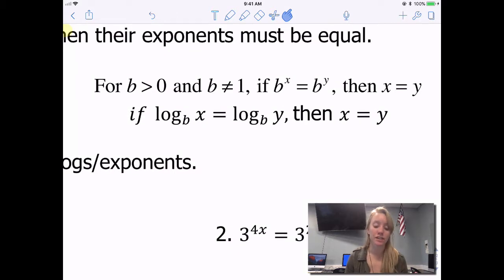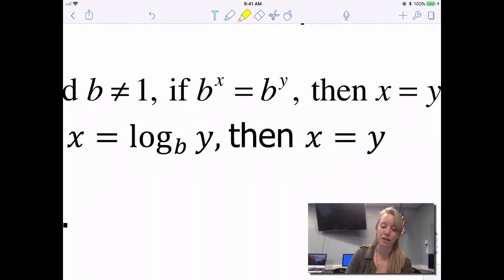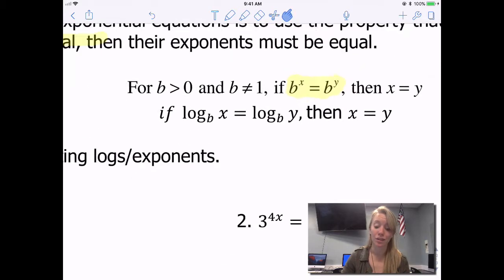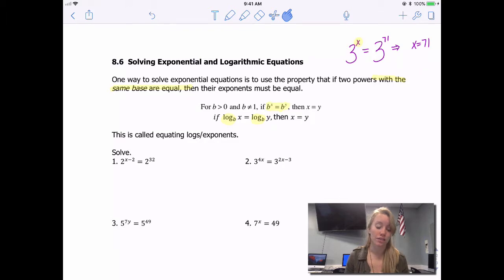So that's kind of what this property says. It says for b greater than 0, so I've just got b being a positive number, if b to the x equals b to the y, meaning the two sides of the equal sign are exactly the same, then x has to equal y because I already have the bases the same. Same thing happens for logs, which makes sense because logs equal exponents. If my log base b already equals my log base b, then x has to equal y because all I'm looking for is that the left side equals the right side. So let's try a few of these.